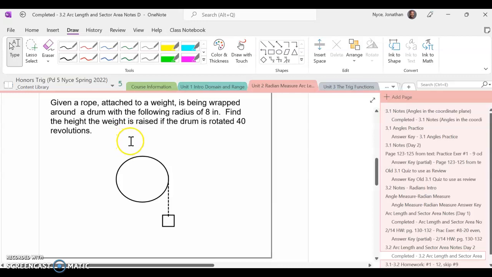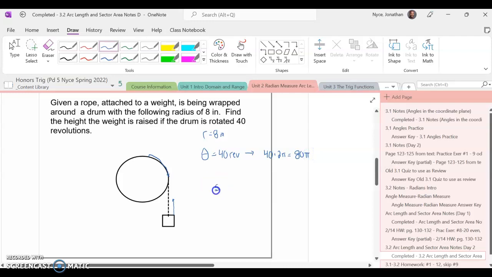For the next example, rope attached to a weight is being wrapped around a drum. They want to know the height the weight is raised. Well, the height the weight is raised is going to be the same as the arc length. So we're asking for arc length, or the height the weight is raised. It's the same thing as arc length. So they tell us that the radius here is 8 inches. They tell us the drum is rotated 40 revolutions. So our theta is going to be 40 revolutions. We know to change from revolutions to radians, multiply by 2 pi. So our theta is going to be 80 pi radians.